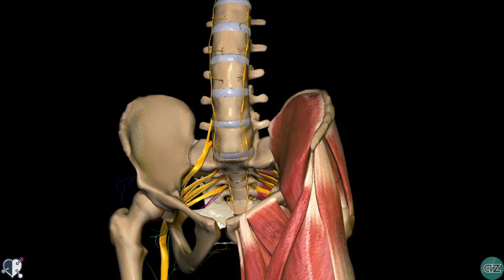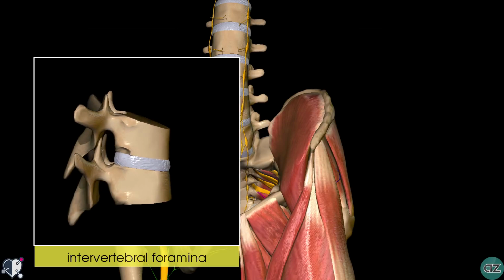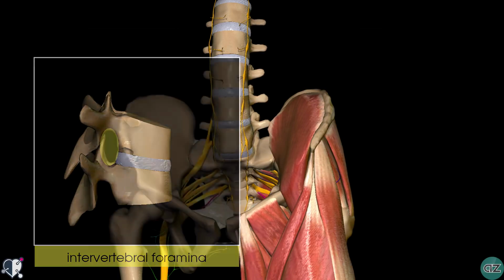At each vertebral level, paired spinal nerves leave the spinal cord via the intervertebral foramina of the vertebral column. Each nerve then divides into anterior and posterior branches, which are known as rami.